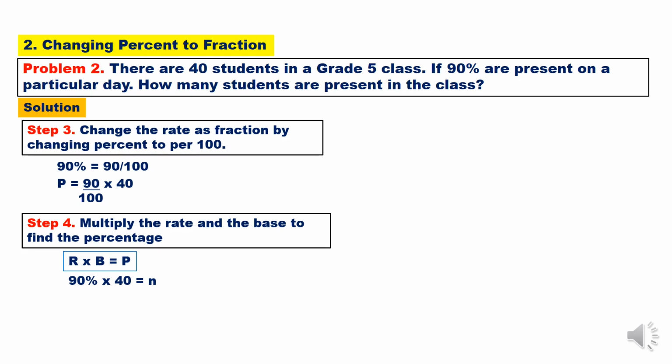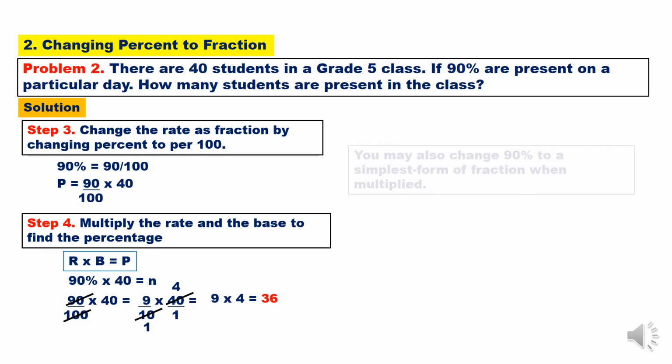90% in fraction is 90 hundredths times 40. Then change to lowest terms: 90 hundredths is 9 tenths, times 40 over 1. Then change to lowest terms: 10 and 40, divide them by their GCF, which is 10. So 40 divided by 10 and 10 divided by 10 gives 4 and 1. Then 9 times 4 equals 36.